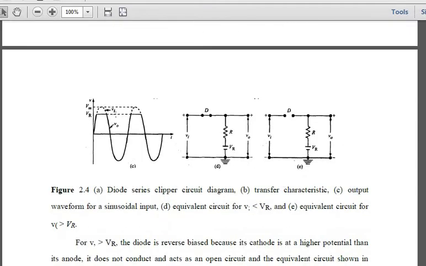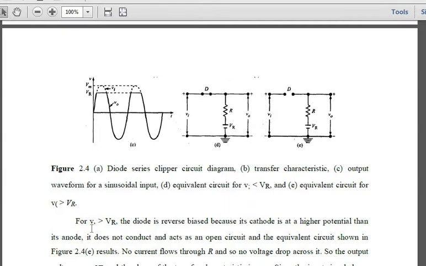Okay, the first one, that is the condition, and the equivalent circuit that we have seen. The output waveform for a sinusoidal wave is where the positive peak of the input voltage will be clipped off. Now see the condition. Now I am applying the input Vi. Vi is greater than your reference voltage. Then here the diode is in reverse bias condition. Here the diode will be in the forward bias condition. Here the diode will be in the reverse bias condition.